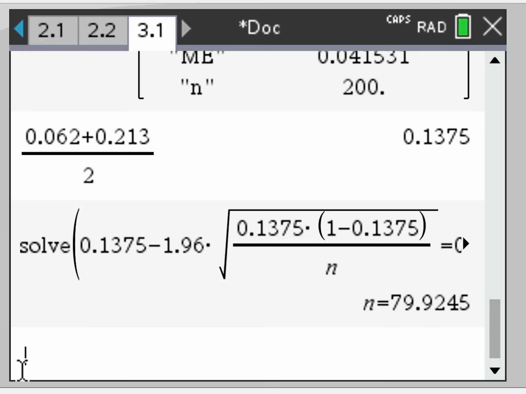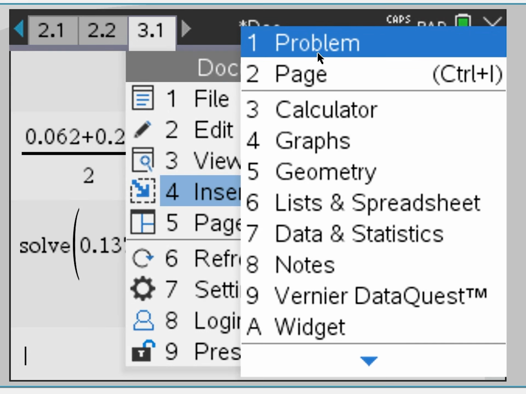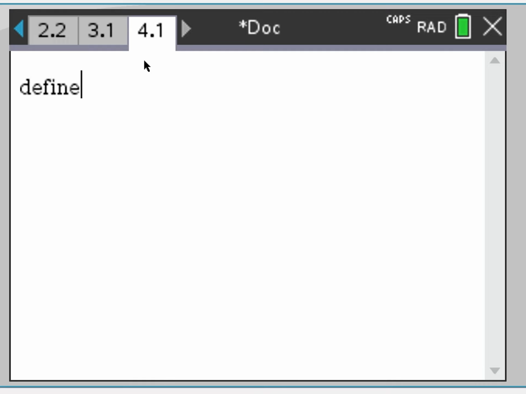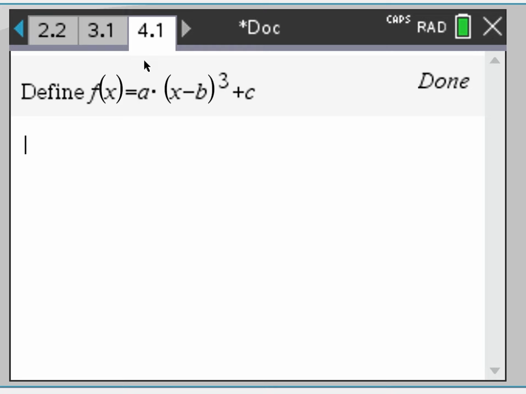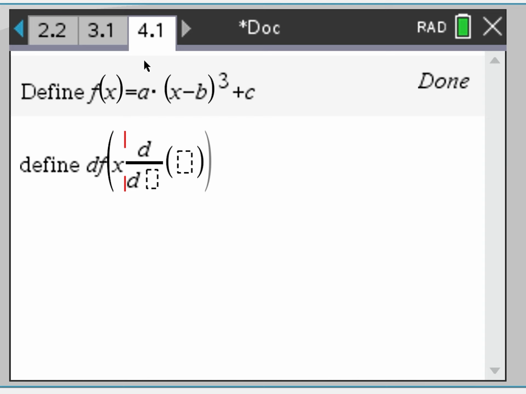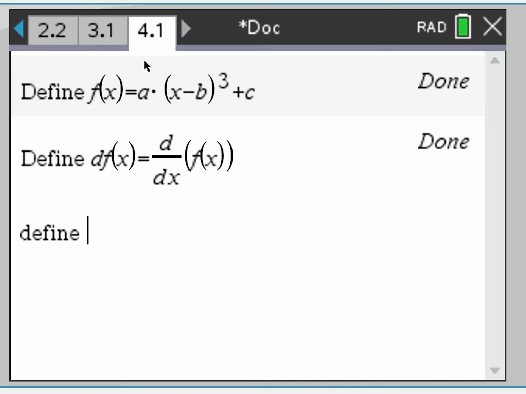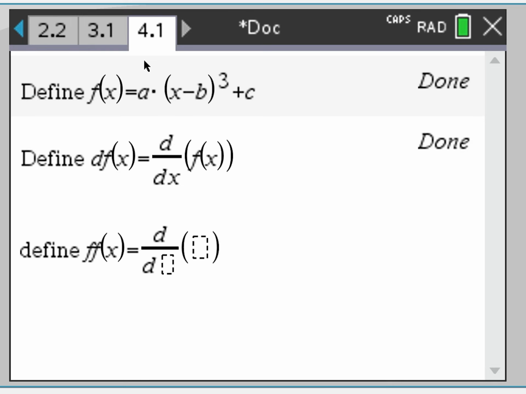So first, let me insert a new document. So define f of x equals to, what was the function? Let me go back up. So a times x minus b, why is it all caps? A times x minus b to the power of 3 plus c. Okay, let's define the derivative as well. So define df of x equals to the derivative of f of x. Okay, and let's define the double derivative as well, ddf of x equals to the derivative of df of x.